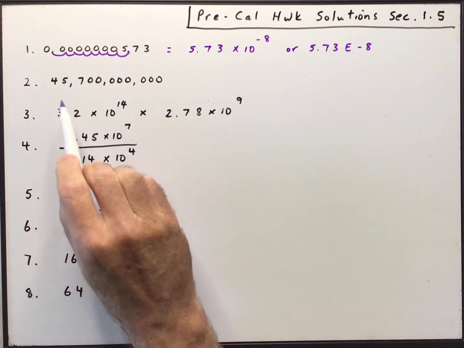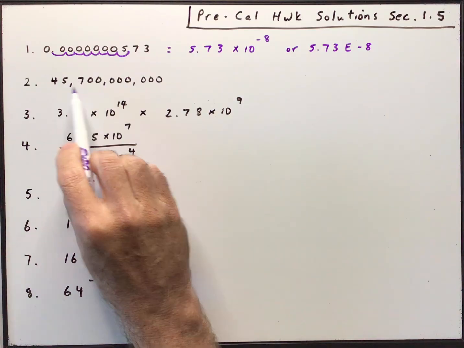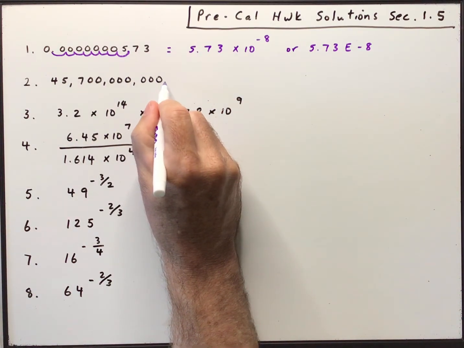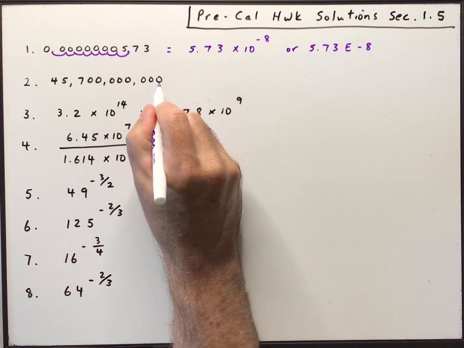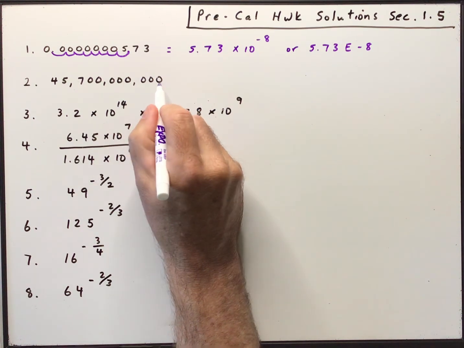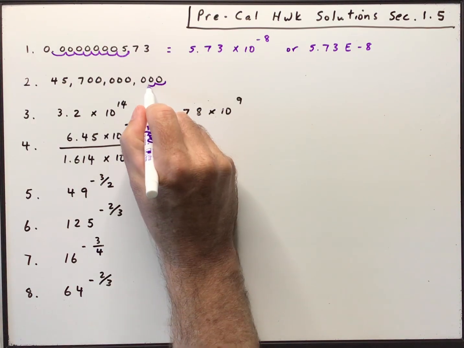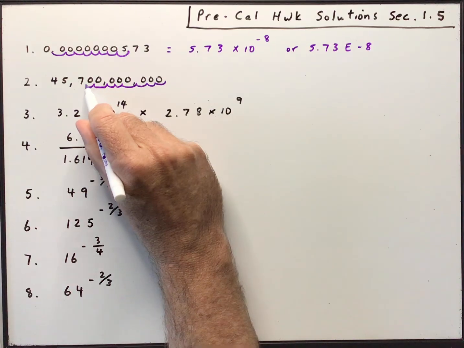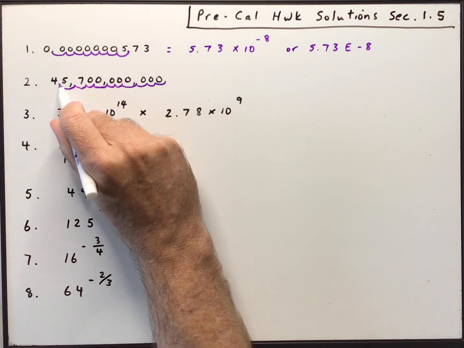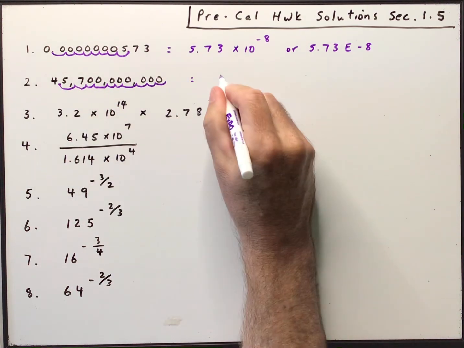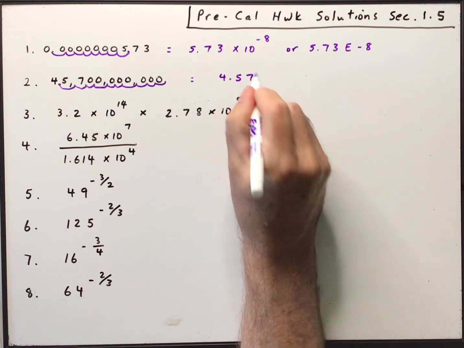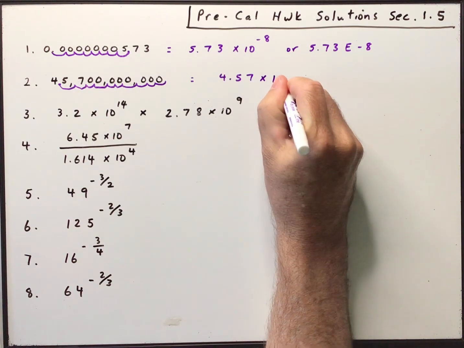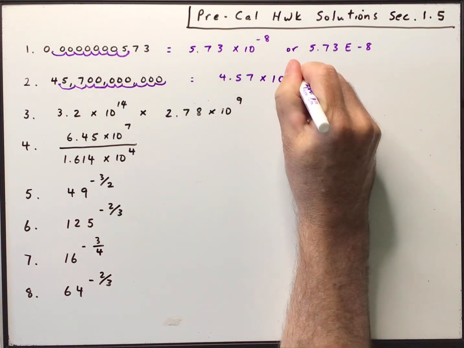So we have this number, I guess that would be 45,700,000,000. This is a number larger than 1, so our exponent will be positive. Starting at the end, we have 1, 2, 3, 4, 5, 6, 7, 8, 9, 10. So that's going to be 4.57. You don't have to write any of the trailing zeros, times 10 to the 10th.